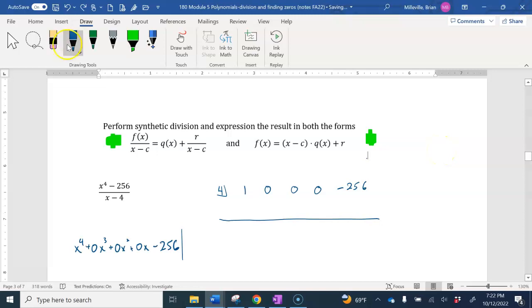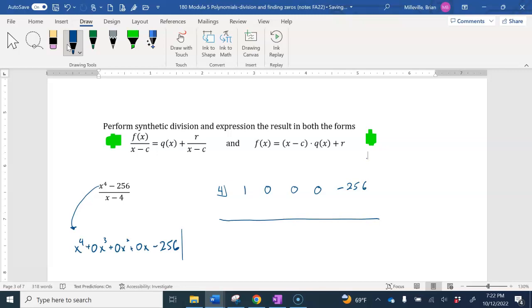Alright, so let's get started with that. I've got this laid out a little bit. Just a reminder, with the numerator, the dividend polynomial, if there are some x terms missing, we want to put them in descending order and include those coefficients. So we've got zeros for the coefficients for the x cubed, x squared, and x terms.